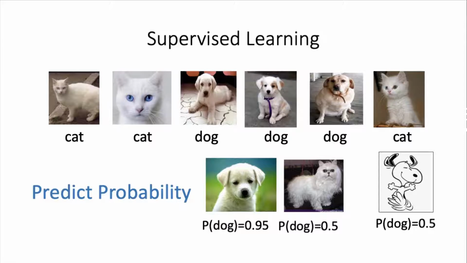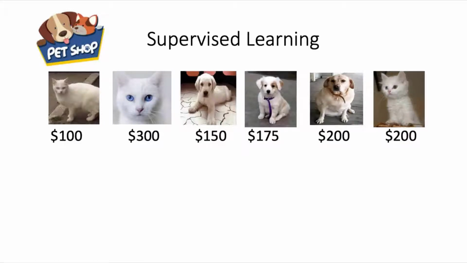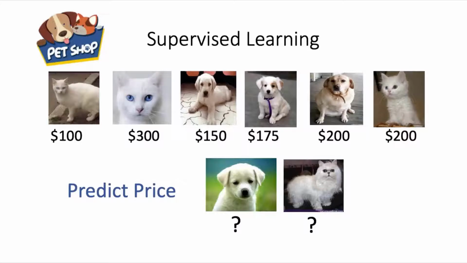For anything we'd like the model to predict, we just have to have an appropriately labeled data set. So for example, imagine we're opening an online pet shop for cats and dogs, and we want to know how much pets should cost based on their image. So now we'd have all our photos labeled with how much this cat or dog should cost in the pet shop. And then we train our model to predict the price of an animal given its image. In general, the task of having models predict continuous values is known as regression.